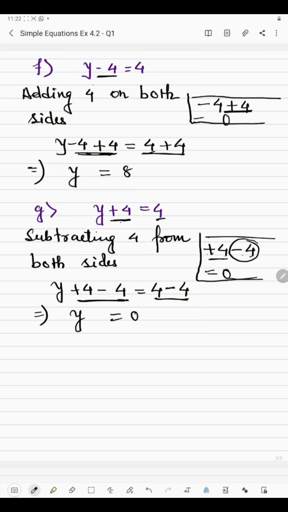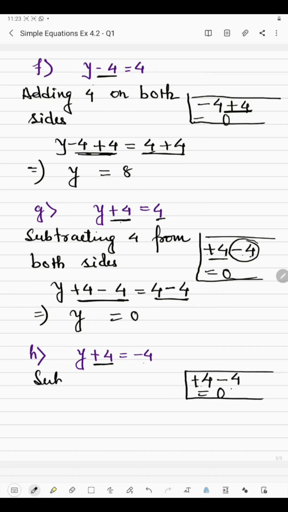Now coming to the last part. In the last part we have y plus 4 is equal to minus 4. So we will have to remove 4 from the variable y. So plus 4 is there, so we will have to take minus 4, because plus minus minus, so 4 minus 4 is 0. So we will have to subtract 4 from both sides.